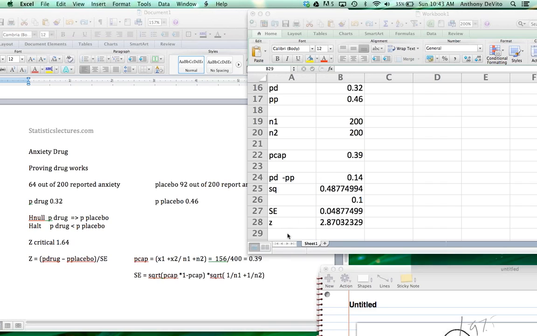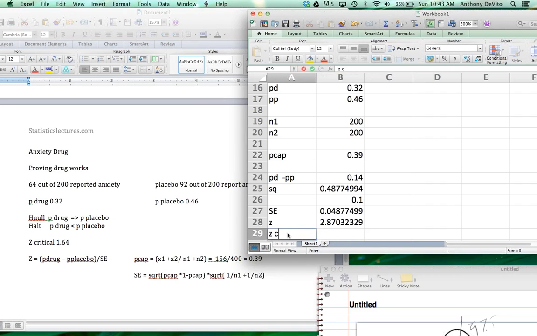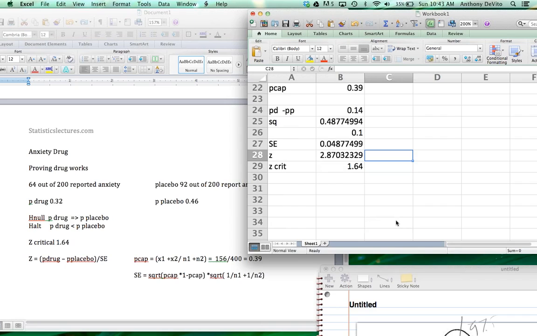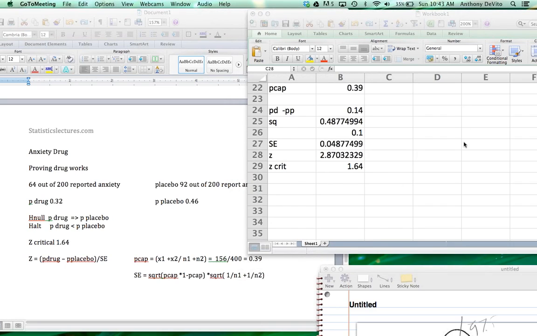Okay, what was our critical value of z? Our critical value of z was equal to 1.64. If it were two-sided, it would have been 1.96. So it seems like in this case, we wind up with the same result.